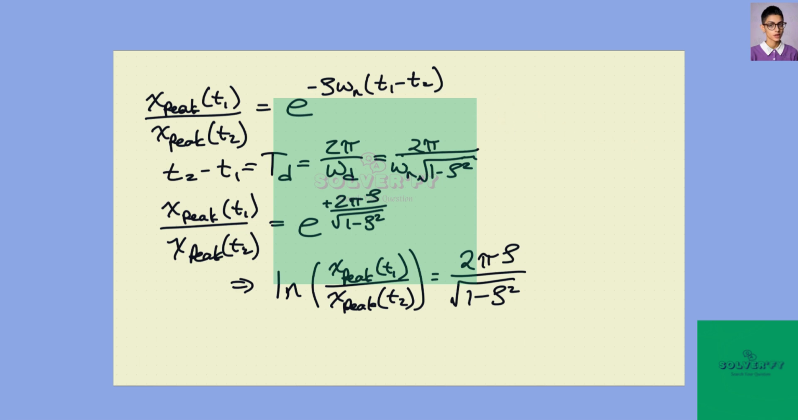And that can give you a better approximation, because subsequent peaks can be a little misleading, especially if there's other kinds of energy dissipation, like Coulomb friction and stuff in this system. But this is a good way of getting an estimate of the damping coefficient, or the damping ratio.